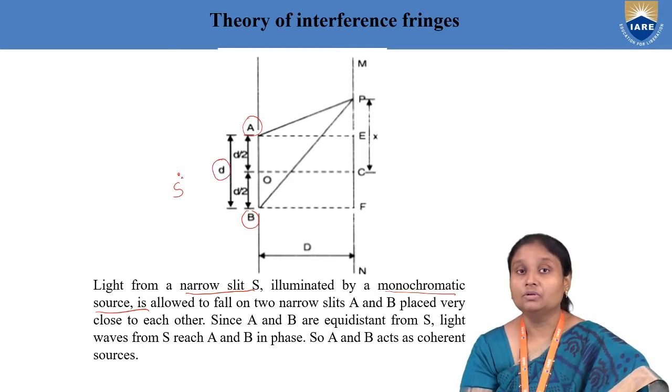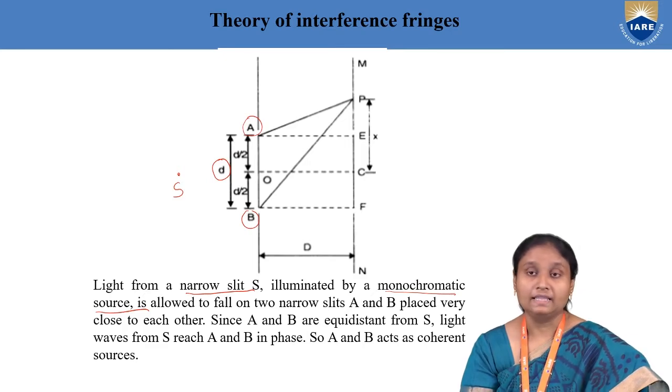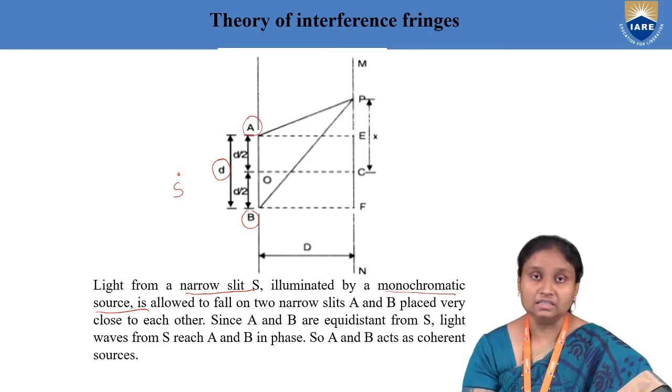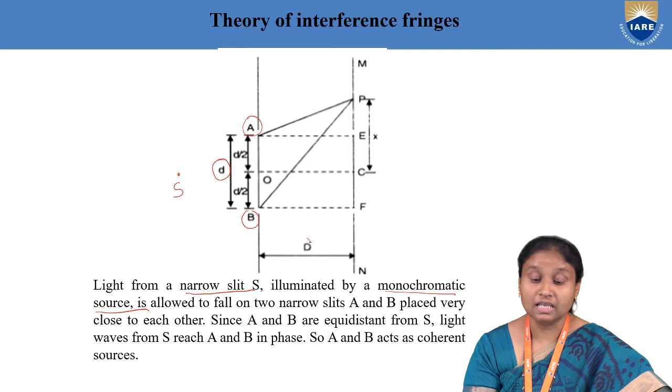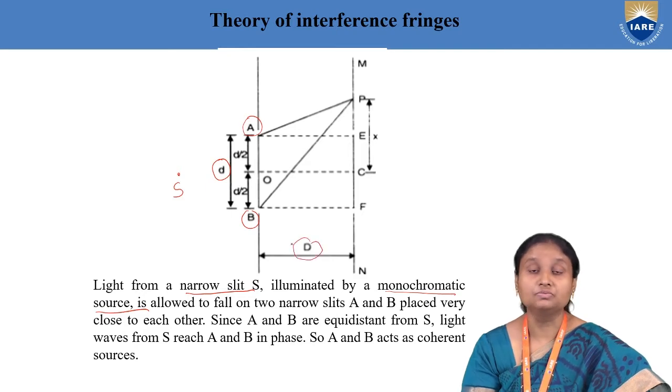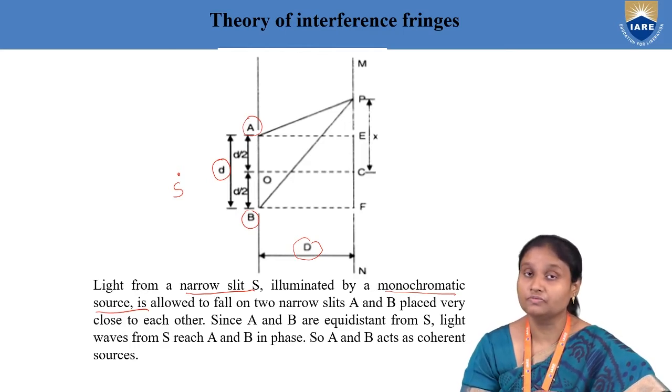And we know that in order to get a good interference pattern, the small d, which is nothing but the distance between the two virtual coherent sources, should be very, very small. And then next we have taken a screen, represented by MN, and this screen is kept at a distance capital D from these two virtual coherent sources. So this is our experimental setup which we have used in Young's double slit experiment.